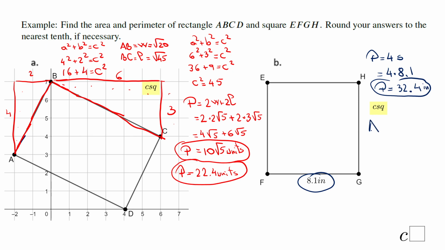What about the area? The area, if you remember the formula, we just have it on the previous slide, is going to be the side squared, and that will be, in this case, 8.1 squared, which means 65.61, rounded to the nearest tenth, so that's 65.6 square inches.